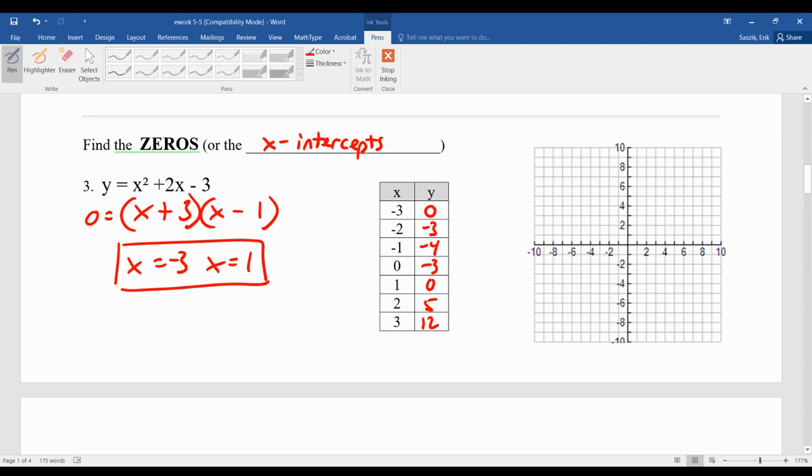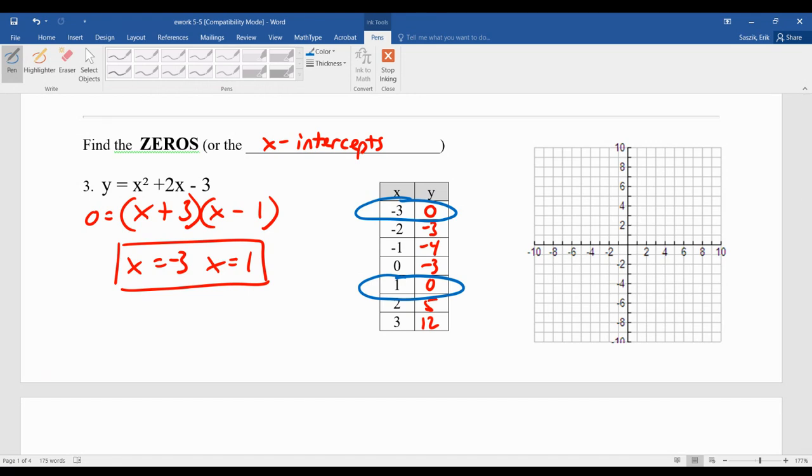Now, if I just give you a table like this, let's say I give you a table that's already filled out. Another way for you to determine the x-intercepts or the zeros is just by looking, where is the y value 0? Well, it's here and here. So you see, there's one of my solutions, and there's the other solution. Okay, so that's one way of doing it.